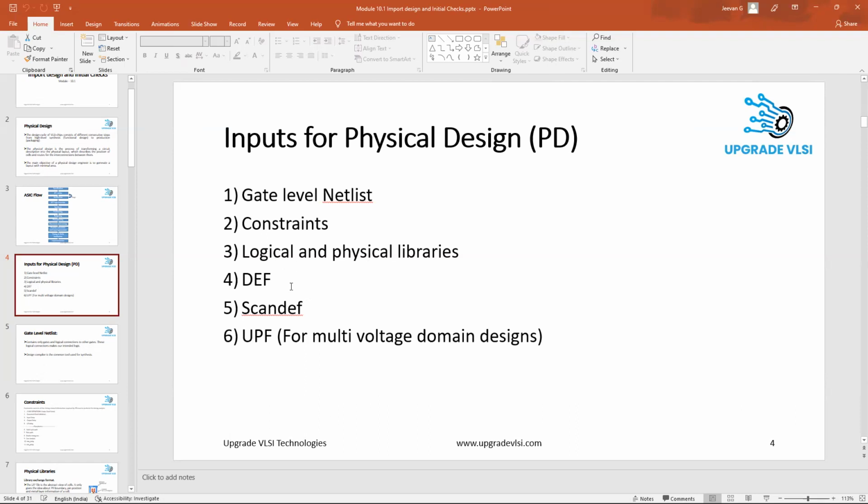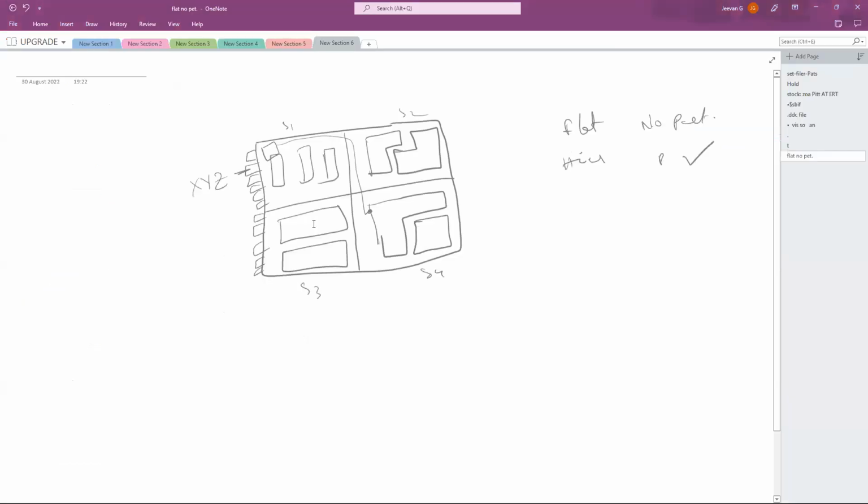This DEF is like design exchange format. For example, if you are working on this particular partition, you need to get the real-time placement of particular macros because this is a hierarchical model. You will be getting some DEF file from the subsystem level people or from the full chip level people. In some cases only you're going to get the DEF. So this is the DEF you're going to use as the input.